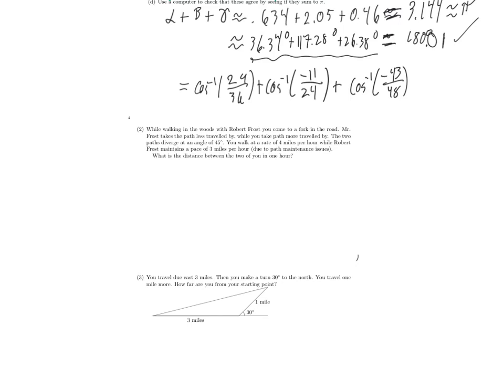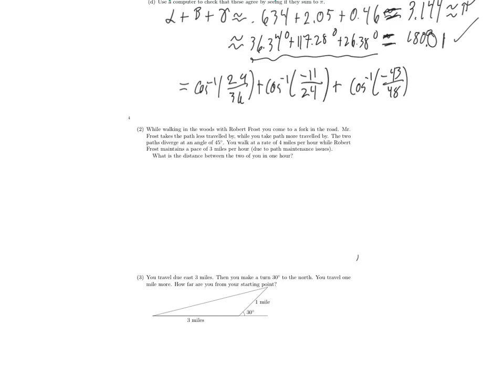While walking in the woods with Robert Frost, you come to a fork in the road. Robert Frost takes the path less traveled by, you take the path more traveled by. Two paths diverge at an angle of 45 degrees. If you walk at a rate of 4 miles per hour while Robert Frost maintains a pace of 3 miles per hour, he's slower than you, right? He's taking the path less traveled by, which has path maintenance issues, which is why it's less traveled by. So he's slower than you. What's the distance between the two of you after 1 hour?